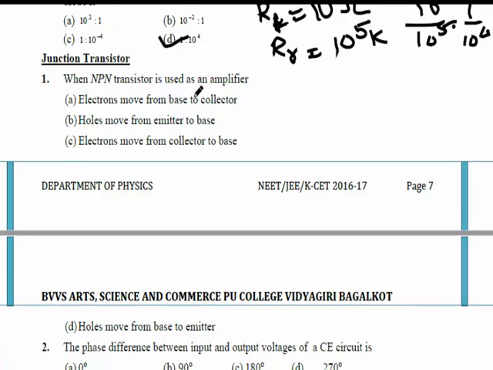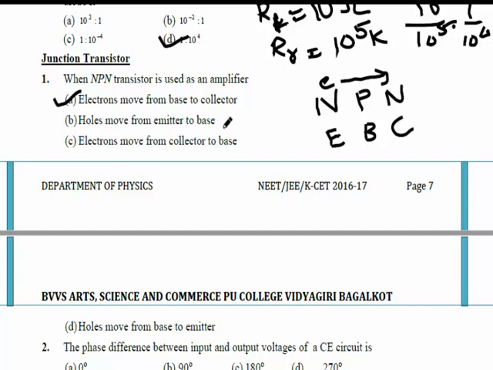Start with the question. When an NPN transistor is used as an amplifier, N acts as emitter, P acts as base, N acts as collector. Electrons move in this direction, from base to collector. So the correct option can be A. Check the other options.